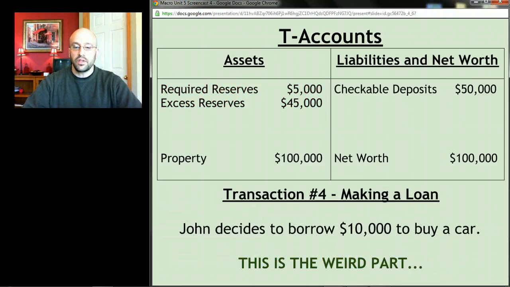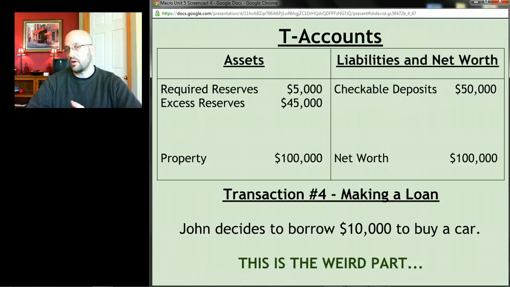All right, so now the bank has $45,000 that it could do whatever it wants with, including lend out. So let's get to the interesting part. Transaction number 4. Let's say that some guy named John decides to come to the bank to borrow $10,000 because he wants to buy a car.